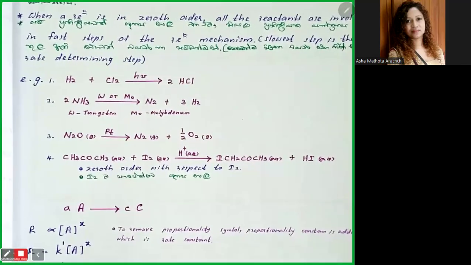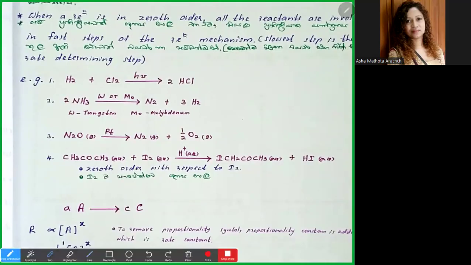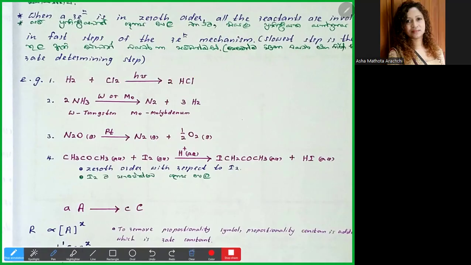Okay, there are a couple of examples. H2 and Cl2 gives HCl. Ammonia breaks down in the presence of tungsten or molybdenum to nitrogen and hydrogen. N2O breaks down to give N2 and O2. And this is the reaction between this ketone and this I2, but we didn't do this reaction for organic chemistry, okay? These are zero order reactions. So let's write those. Copy those.